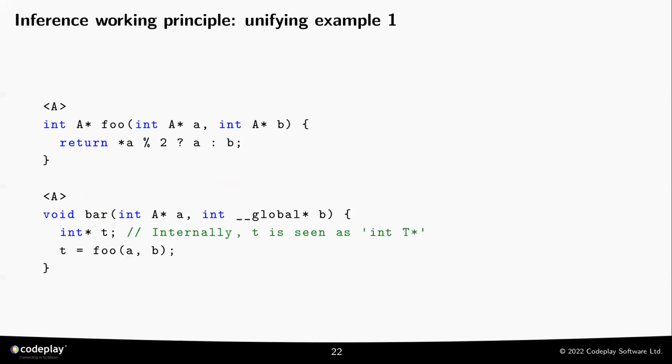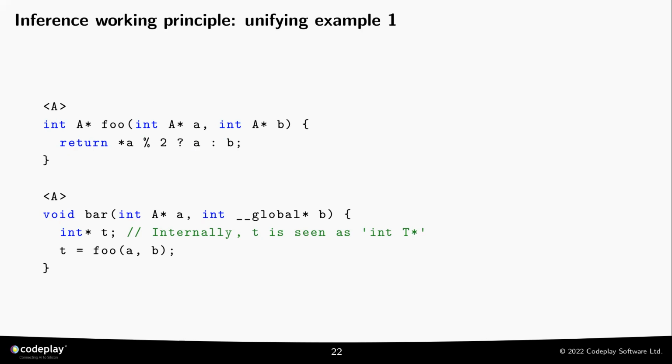So now, if we are writing a function bar that actually calls foo, it takes a pointer with some symbolic address space A and a pointer that we fixed to a pointer to global. As a first step inside the body of this function, we assign a symbolic address space T to a variable t. And we can do that for every variable that exists inside the function. And once every pointer variable has a symbolic address space, we can move on to unification.